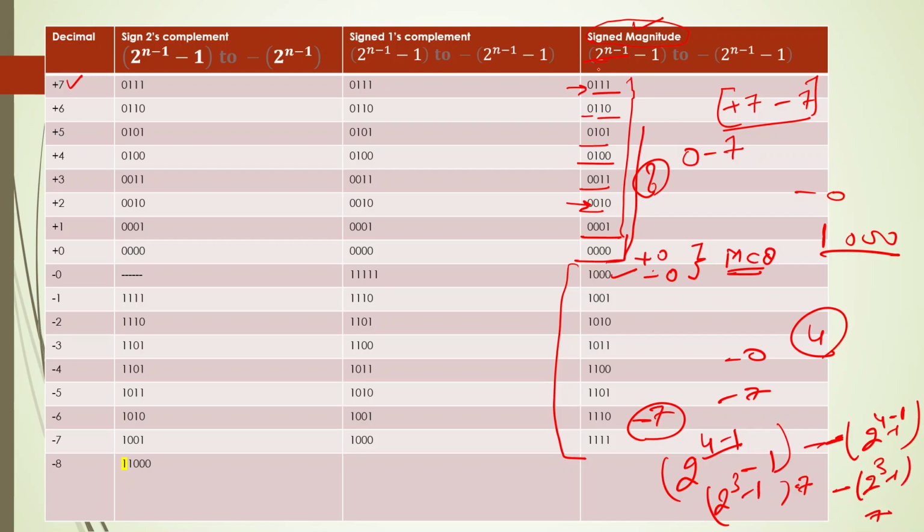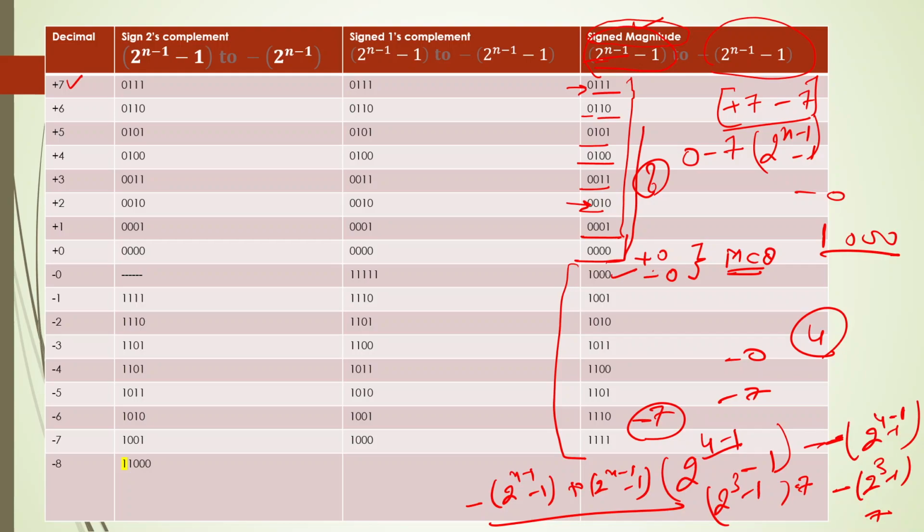So you can say this is the MCQ question, right? You can say the range is 2 raised to power n minus 1 minus 1. You can say it like inverted also, because we move only from negative to positive: minus 2 raised to power n minus 1 minus 1 to 2 raised to power n minus 1 minus 1. This is the range of signed magnitude numbers.